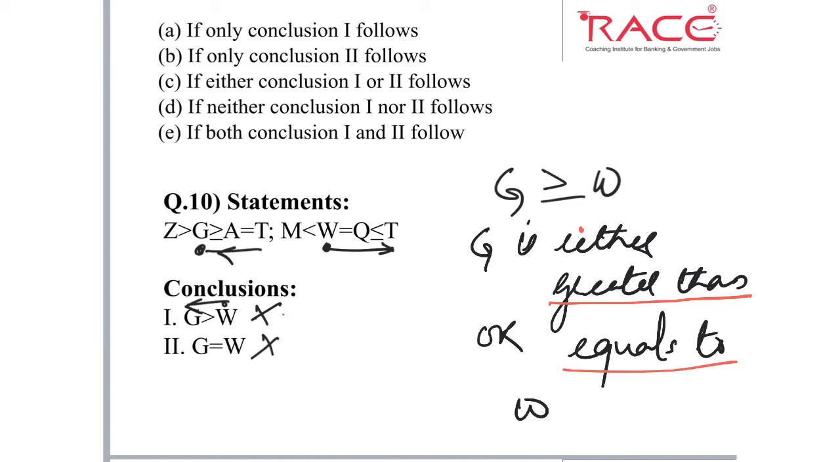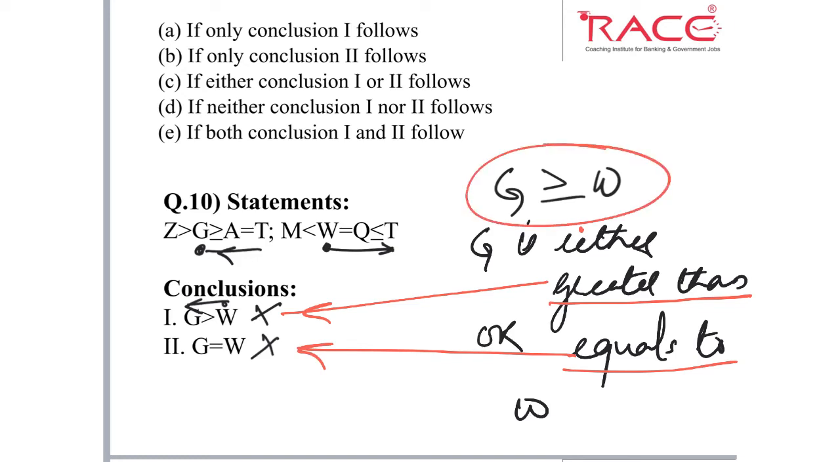In the first conclusion we have greater than, and in the second conclusion we have equal to. So this satisfies the third condition, like if either conclusion 1 or 2 follows. So this is the second special case of the either or condition. So in this case, what is my answer? Answer is C.